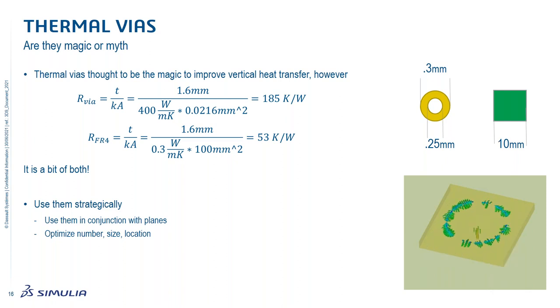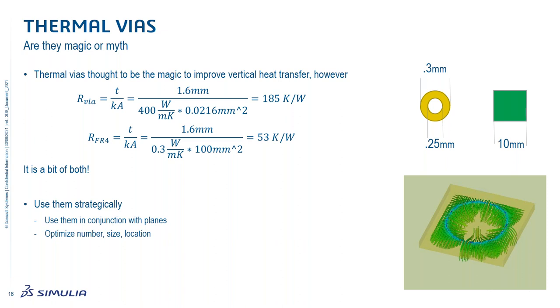In my title here, are thermal vias magic or myth? It turned out, I think they are a little bit of both. Let me explain. If you consider a single thermal via, for example, one of them is here, 0.3 millimeter in diameter, and plated, with the center unsealed at 0.25 millimeter. In comparison with the area right underneath my example chip, 10 by 10 in FR4, you will notice that a single via does not really give you a lot of soothing effect, because the resistance is quite high compared to the FR4, because obviously the area is many, many times smaller.